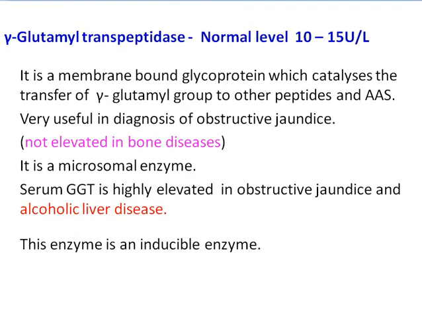Gamma glutamyl transpeptidase: normal levels are 10 to 15 international units per liter. It is a membrane-bound glycoprotein which catalyzes the transfer of the gamma glutamyl group to other peptides and amino acids. It is very useful in the diagnosis of obstructive jaundice and is not elevated in bone disease. It is a microsomal enzyme. Serum gamma glutamyl transferase is highly elevated in obstructive jaundice and alcoholic liver disease.